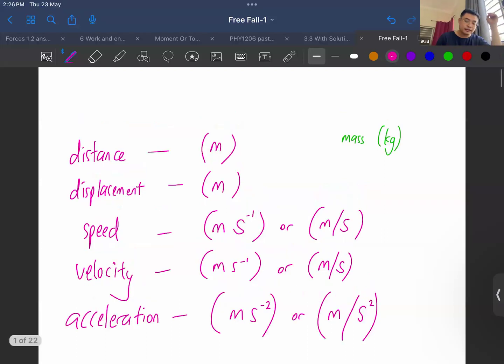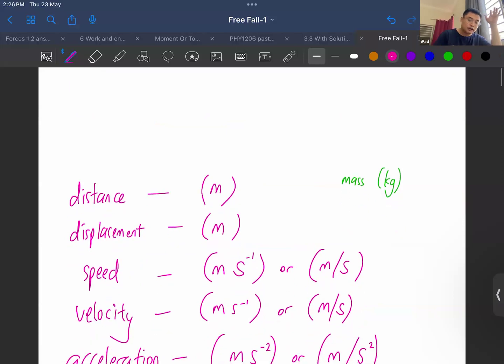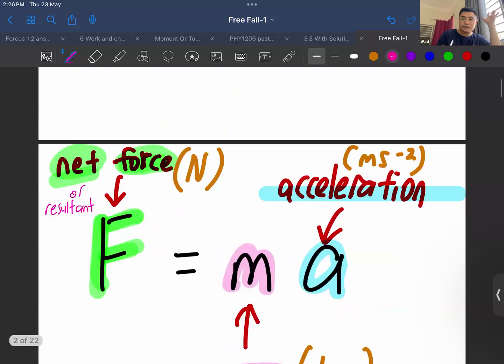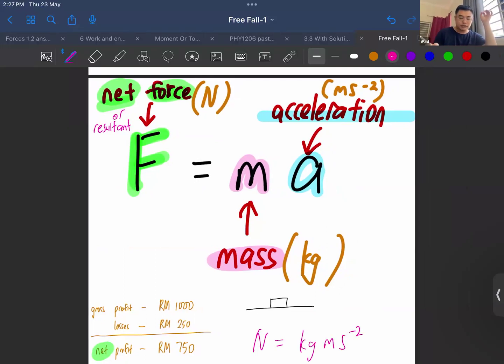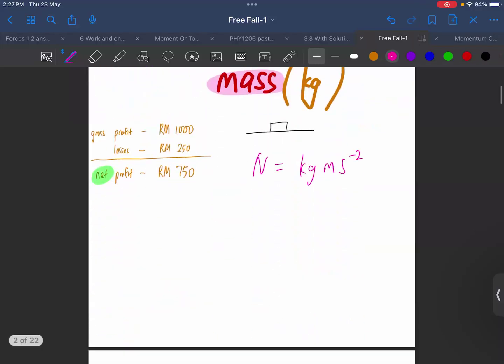Okay, let's come back here. Now I need you to remember that 1 Newton is 1 kilogram times meter per second square. I repeat, Newton equals kilogram meter per second square. Are you good?